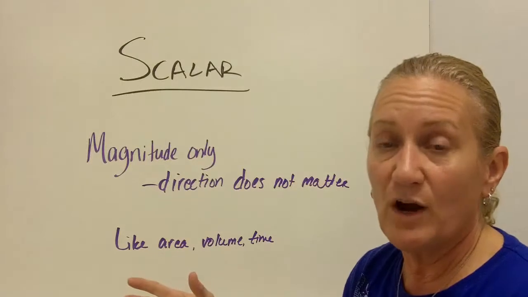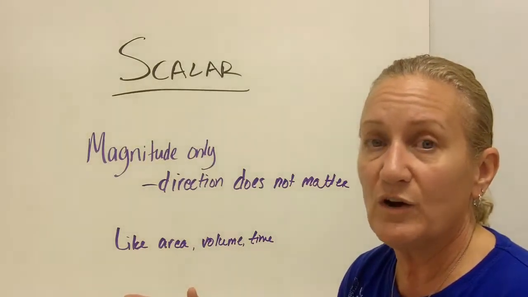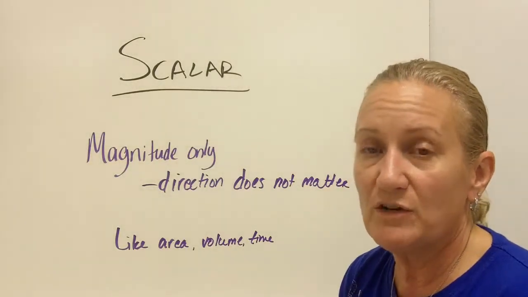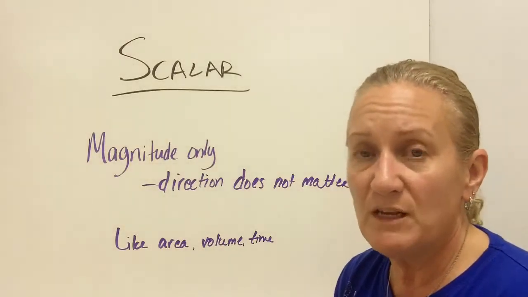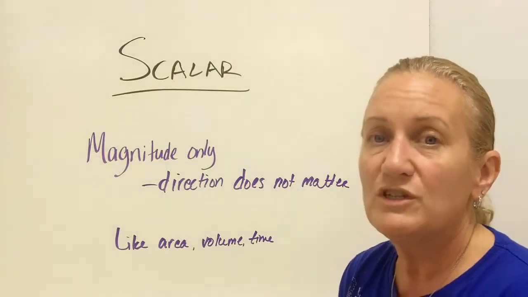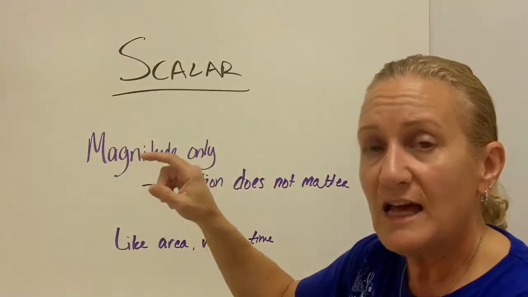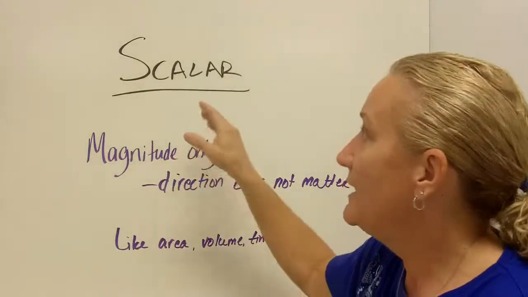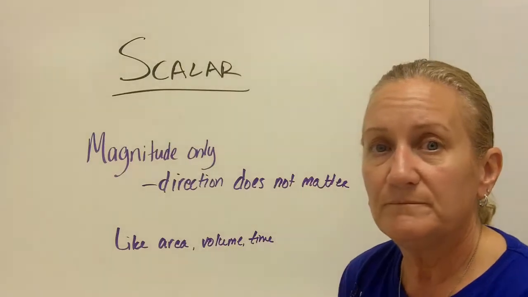Area, the area of a square. We don't say the area is 32 square centimeters to the left. That doesn't make sense. The area is just 32 square centimeters. Likewise, volume. Something might be 107 cubic centimeters, but we don't say it's 107 cubic centimeters up. We just say cubic centimeters. So the difference: a vector has magnitude and direction, so size and direction, usually represented by an arrow. Scalars have magnitude only, just a number, not a direction.